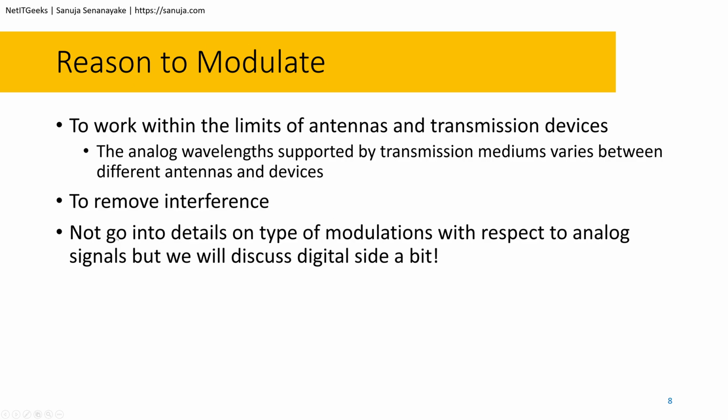We also use modulation to remove interference. If you have noise or other interference in your signal, we can use modulation to remove it. Remember, modulation involves a lot of mathematical equations and signal processing mathematics, as well as some statistical equations. Those can remove certain interference from a signal. I won't go into details on types of modulation for analog signals, but we will discuss the digital side in a little more detail than the analog side, because we are interested in the computer engineering and network engineering side of modulation in the next few slides.